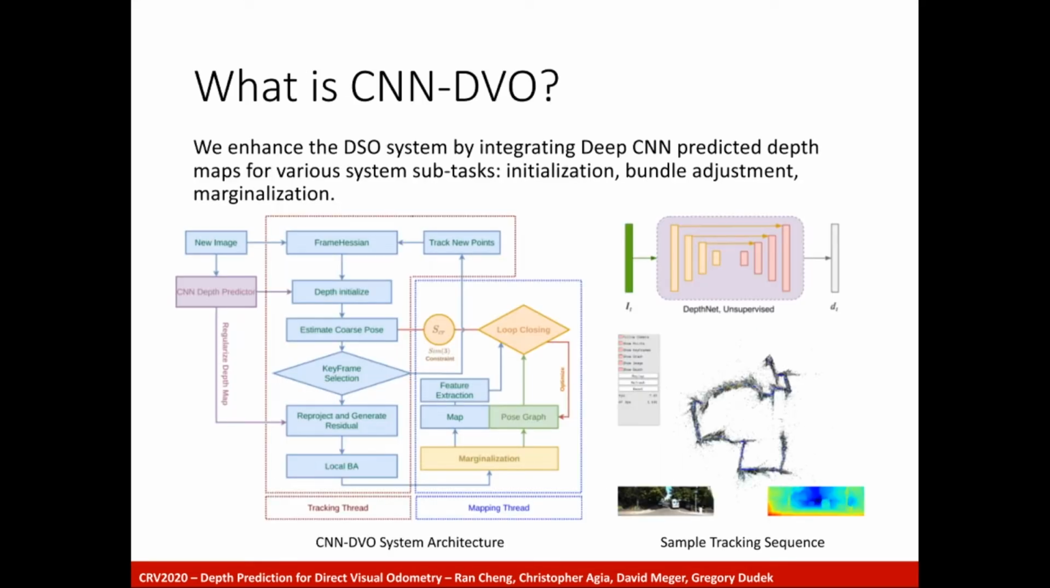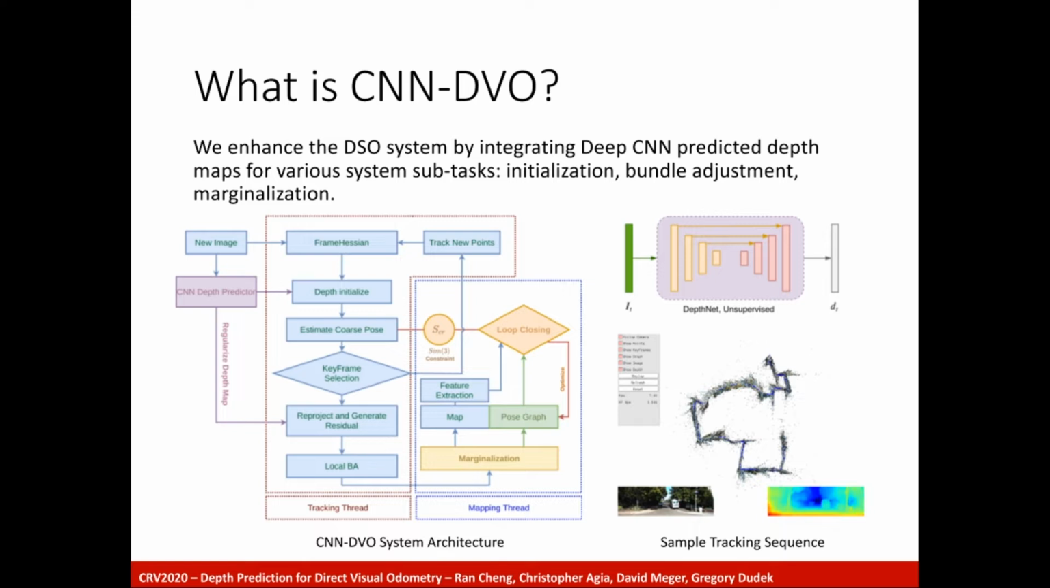Okay, so what is CNN-DVO? So we enhance the direct sparse odometry framework by supplying priors in the form of depth maps. These depth maps are generated from each frame by a deep CNN, which is trained in an unsupervised fashion. We leverage these depth maps for various system subtasks, including initialization, tracking, and marginalization. This is illustrated in the system architecture diagram by the purple box and arrows.